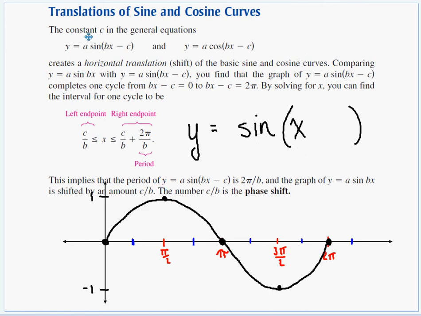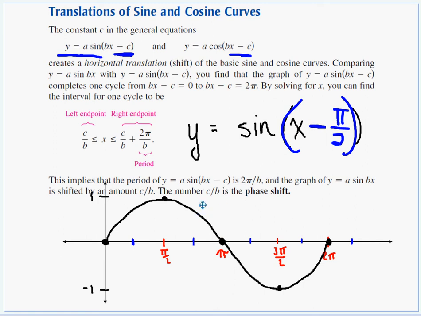So the book says the constant c in these general equations, we've got y equals a times sine of bx, and then a minus c or a plus c. You know, it's in the parenthesis with the x. So you're going to see something like this, y equals sine of x. If I did minus half pi, it's in the parenthesis with the x, so that's a left or right shift. And since this is a minus, it's a shift to the right.